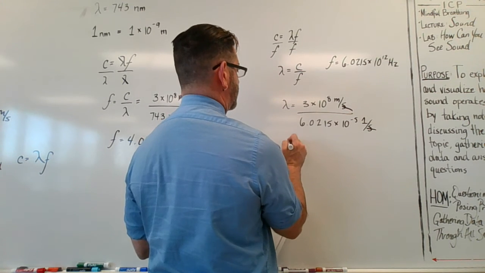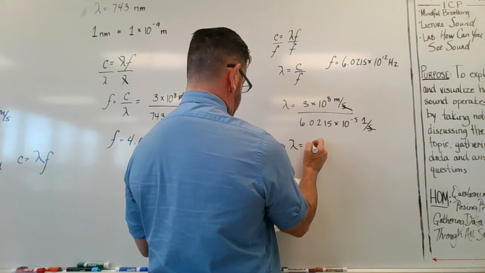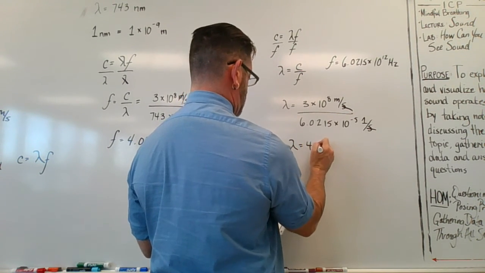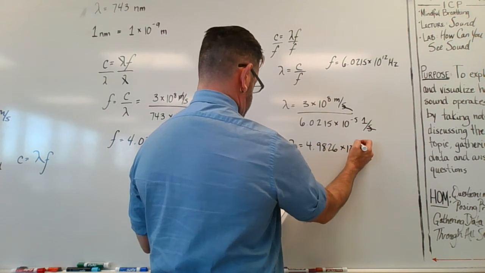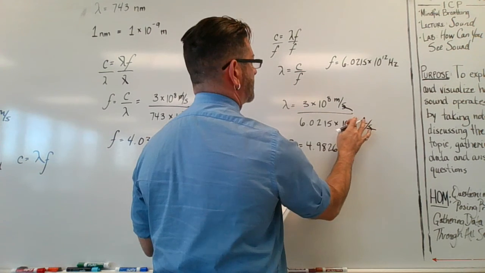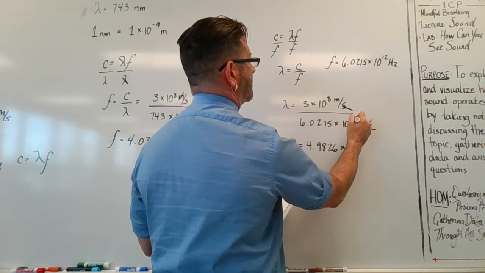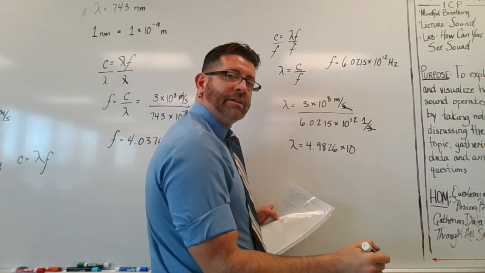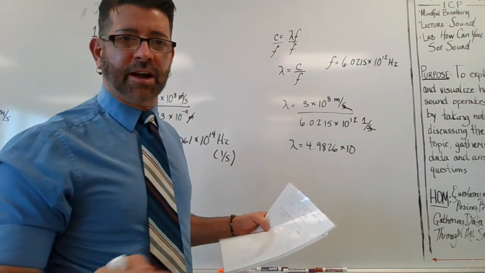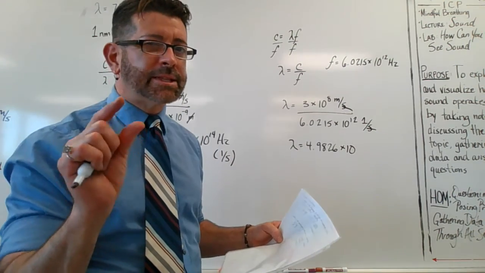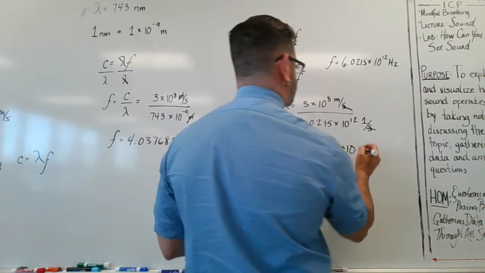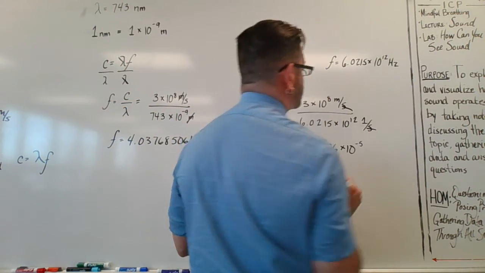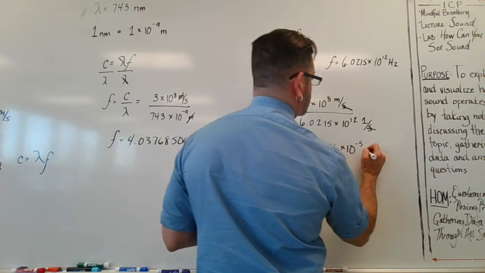So then we just divide, and we get lambda is equal to 4.9826 times 10 to the negative, put the wrong number here, to the 12th. See, look at that. I copied my number wrong. So you got to watch that stuff. That'll mess you up every time. It's little things. Always double check your work. There's your proof, because your answer should be to the negative 5th meters.